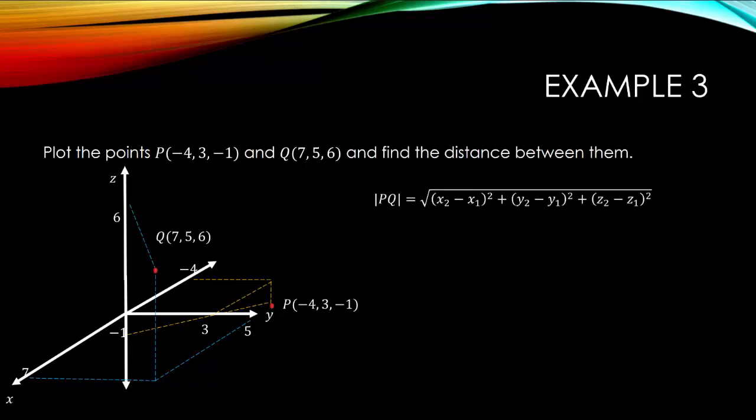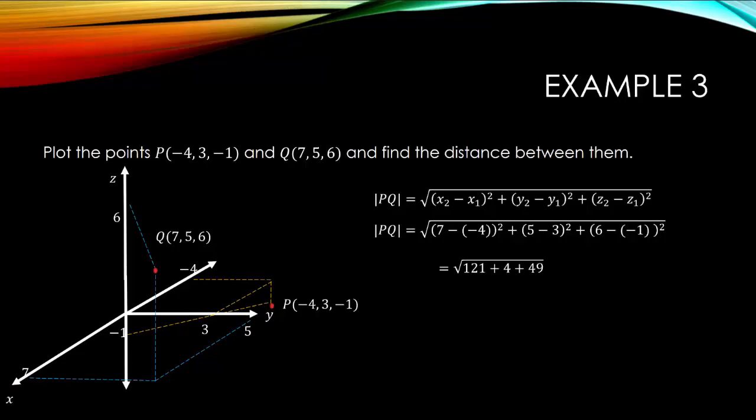My distance between P and Q is specified by my formula. I'm going to plug in the values I have. The length of the line segment PQ is given by the square root of 7 minus negative 4 quantity squared plus 5 minus 3 quantity squared plus 6 minus negative 1 quantity squared. This becomes the square root of 121 plus 4 plus 49, which is equal to the square root of 174. I'll leave it like that because that's an exact value.